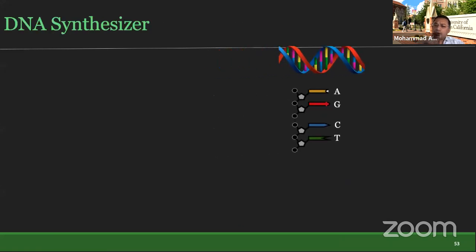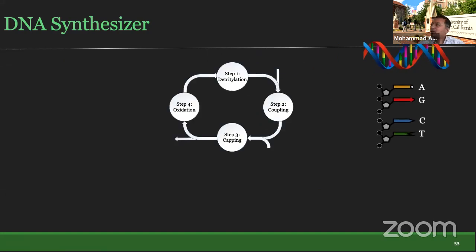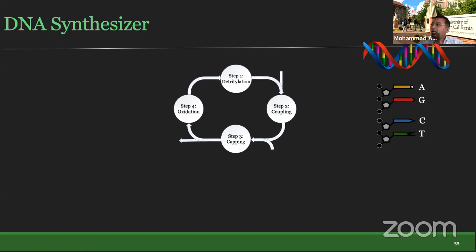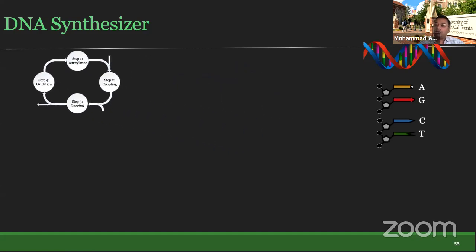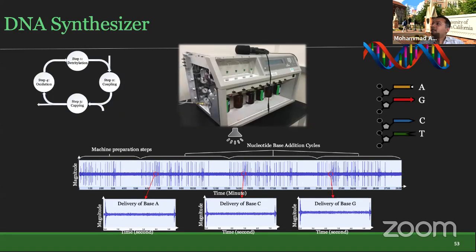So we started looking into this thing. We spent a lot of time talking to the machine users and trying to understand how this machine works. So this is one of the machines that we have used in our lab. In fact, if you can hear the sound, you clearly see that you can distinguish different stages and the delivery of base A, base C, and base G. And by understanding those bases, eventually you can probably reverse engineer what's happening inside the machine.